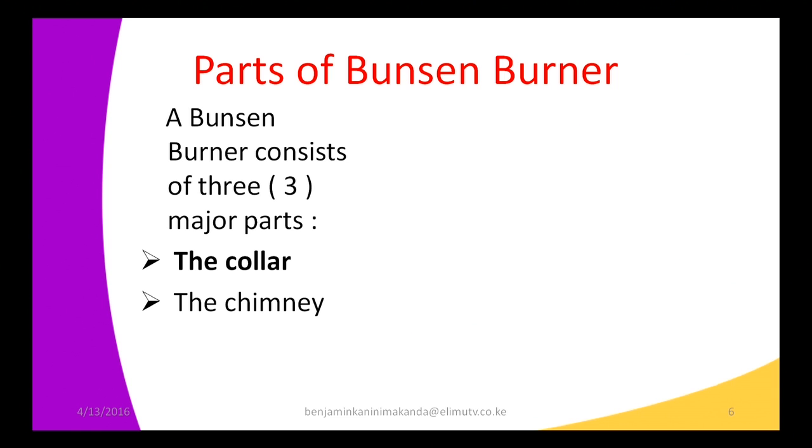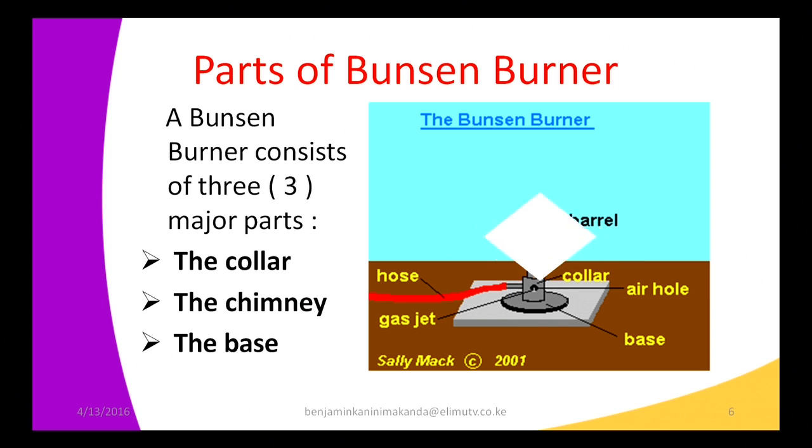A Bunsen burner consists of three major parts. The first part is the collar. Any Bunsen burner will have a collar. The other part of a Bunsen burner is called a chimney, and in some cases we call it a barrel instead of a chimney. It's another part of a Bunsen burner. The other part is the base. A Bunsen burner therefore has three parts: the collar, the chimney, and the base.